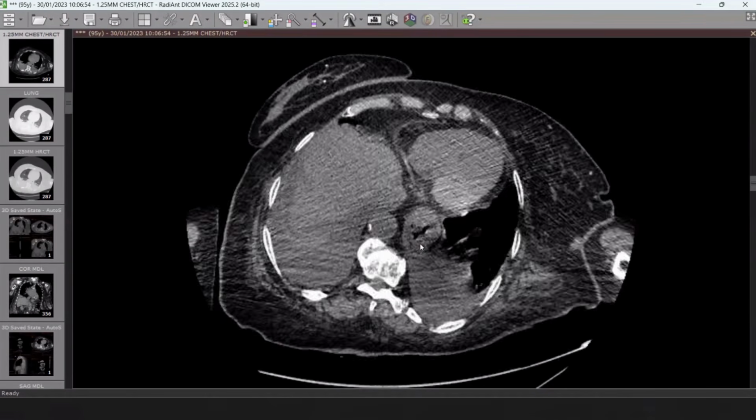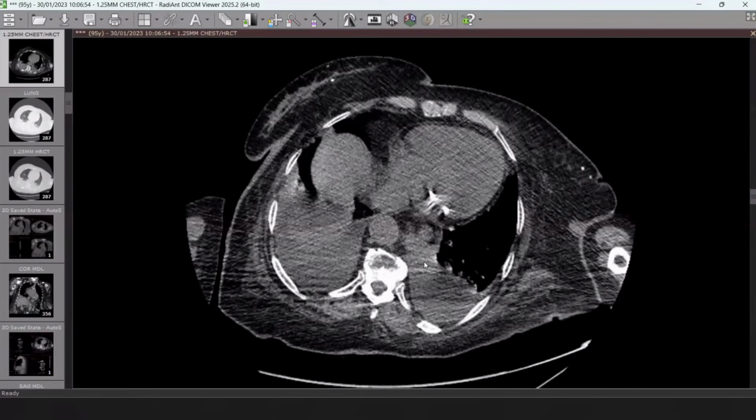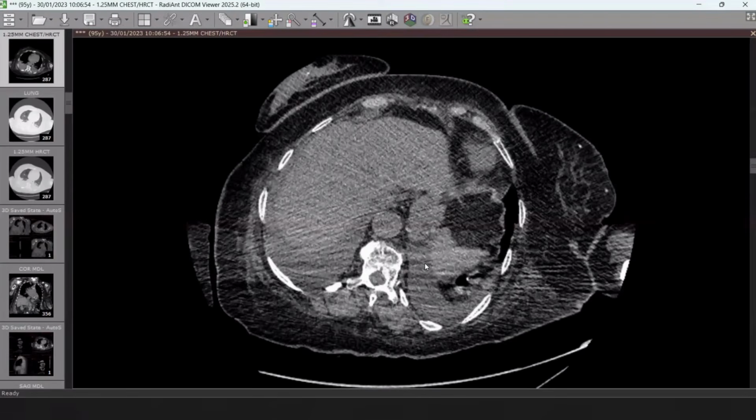This appears quite thickened, so I thought this might be the reason. Maybe a small sliding hiatus hernia. Okay, agree. But do we have any other abnormality?